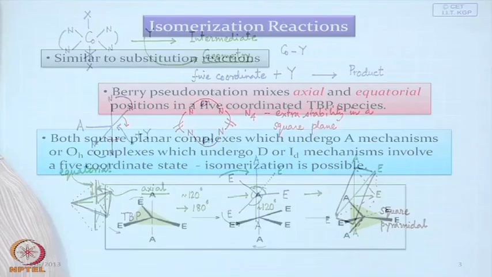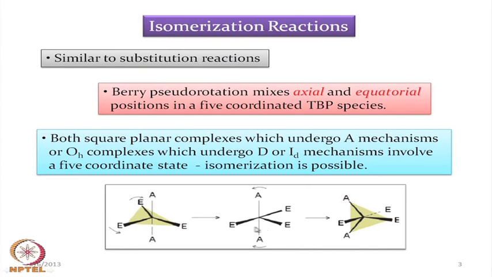So, what is happening in the next stage, once these two E groups have been moved, is that we get this one, where we know the positions of this E, this E, this E, and these positions of A and A.